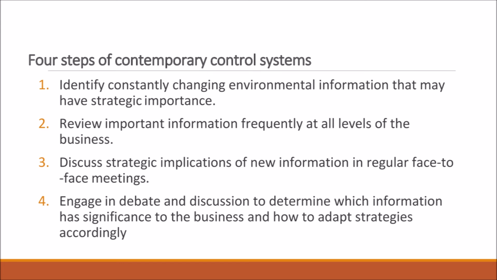And I told you strategic issues are issues that have long-term effect on the business. And then review important information frequently at all levels of the business. Every level and what they do, so they'll be bringing new information. For example, if your middle managers are saying we are achieving our target, but then the lower level are saying no, when we go they are not buying and all those things. You have to review all these things to let you inform whether you are going on with your strategy or you are changing it. And then discuss strategic implementation of new information in regular face-to-face meetings.